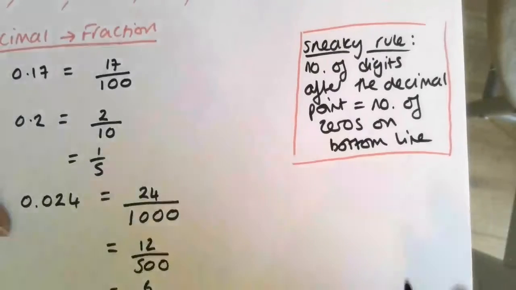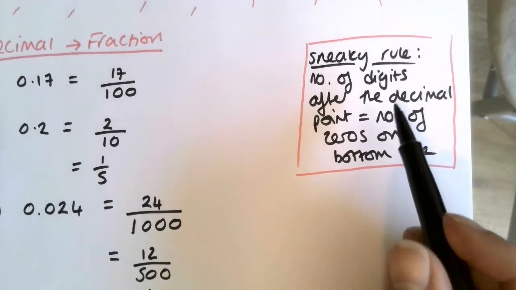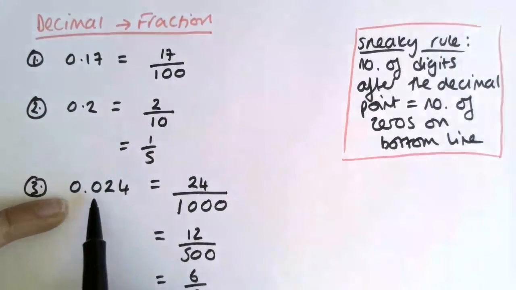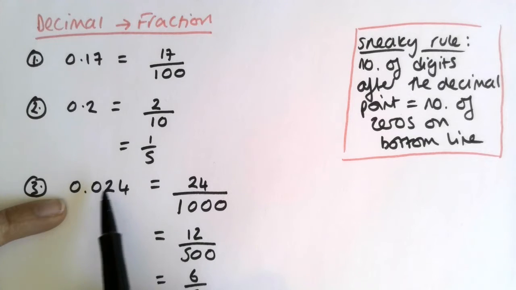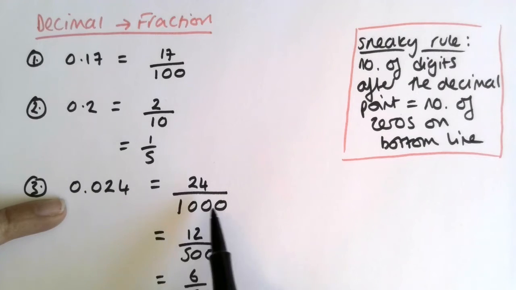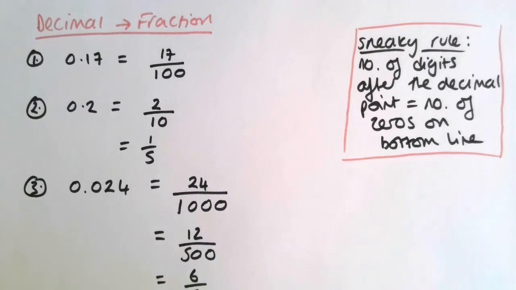Okay, so this little rule comes in handy. However many digits you have after your decimal point, that's however many zeros go in your bottom line. Top line is just the digits after the decimal point, bottom line is just 1, and however many zeros there was.